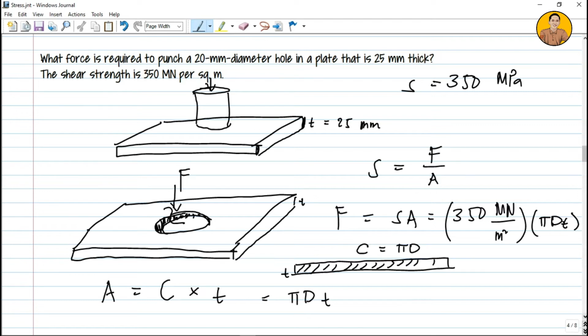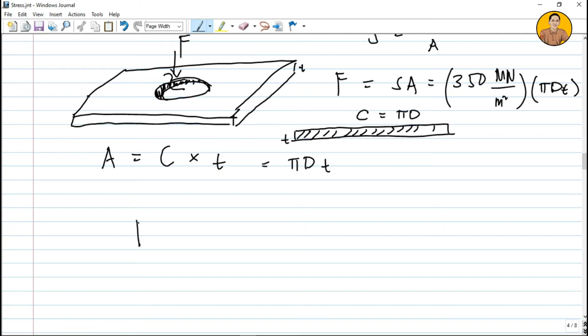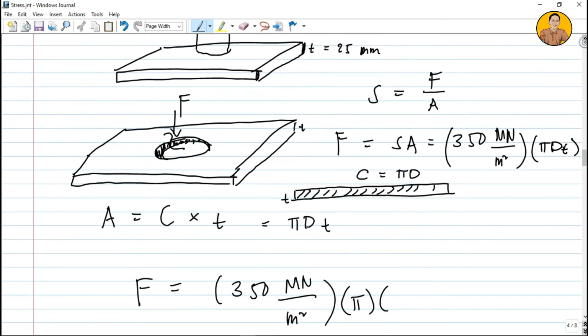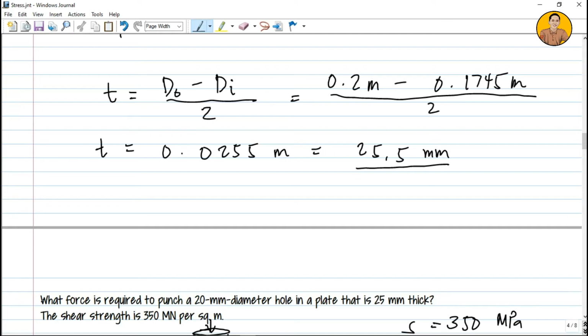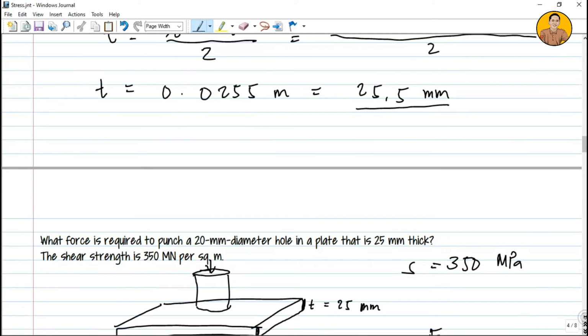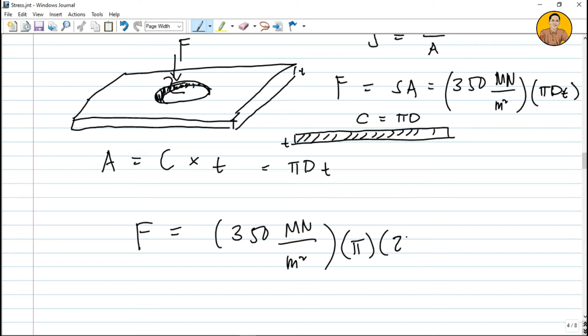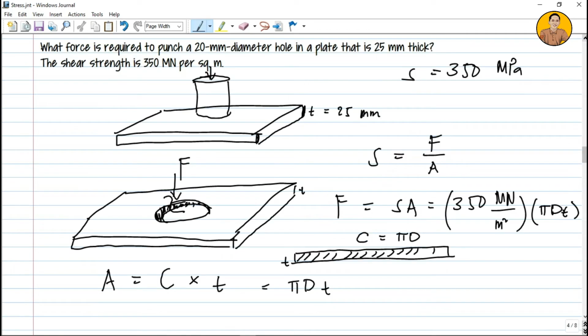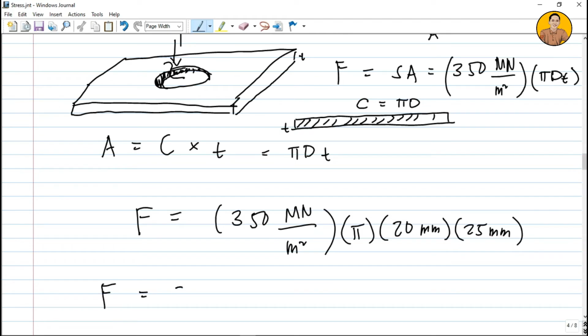So i-input natin siya. So force is equal to stress, 350 meganewtons per square meter. Then yung ating area under stress is pi times d. Diameter natin, ilan ba yung diameter from the problem? Given tayo sa problem ng diameter, that is 20 mm. So we can see here 20 millimeters. So this is 20 mm times thickness. Thickness is 25 mm.